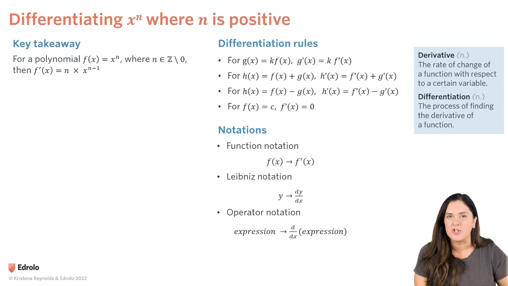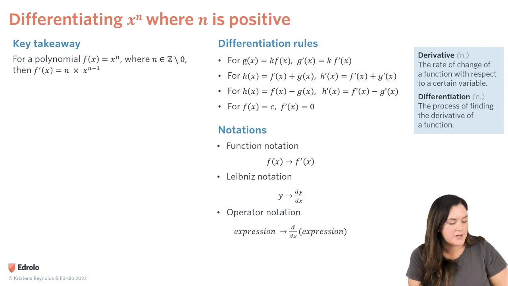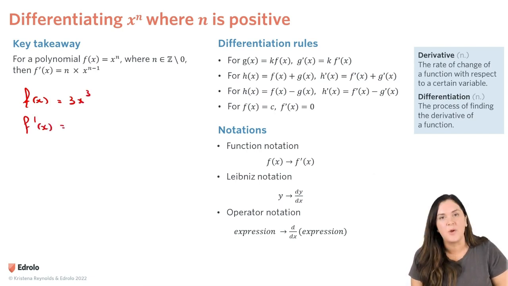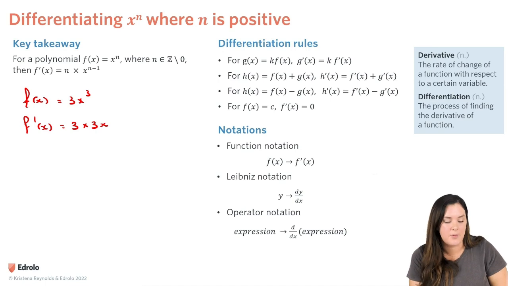So if there's a coefficient in front of the x, what we need to do is multiply n by that coefficient first. So for example, if we have a function that's f(x) = 3x^3. In order to differentiate this, first we do f'(x). We bring that power to the front, so we've got 3 times the coefficient there, x, and then we take away 1 from that power there. So we end up getting 9x^2.